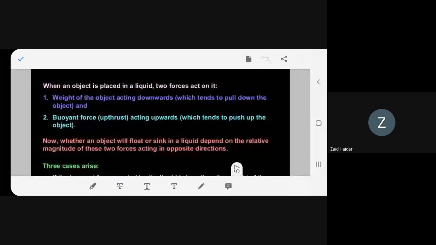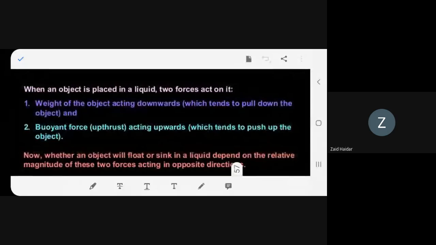Now you see what happens to an object when it is put in a liquid. When an object is placed in a liquid, two forces act on it: the weight of the object acting downwards, which tends to pull down the object, and a buoyant force, a thrust acting upward, which tends to push up the object.